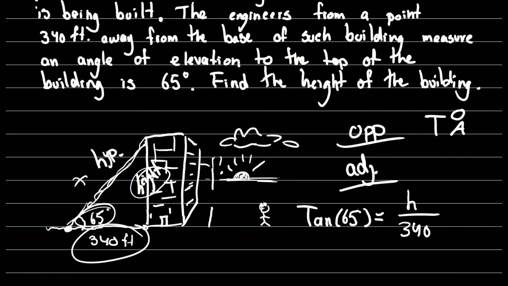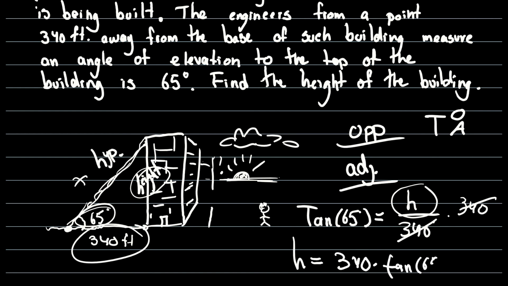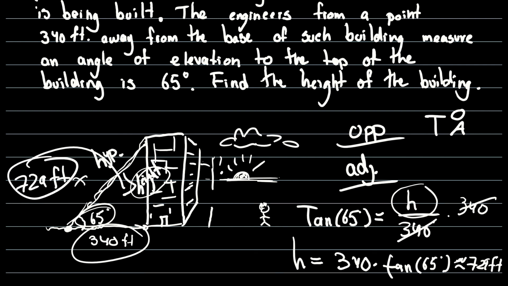If we're interested in h, all we have to do is multiply by 340, so it divides out into 1. 1 times h is h. Once that divides out, we have to multiply on the other side as well. So we have that h is equal to 340 times tangent of 65 degrees, which is approximately equal to 729 feet. How tall is this building? 729 feet. Ta-da! This is amazing, and this is really cool.